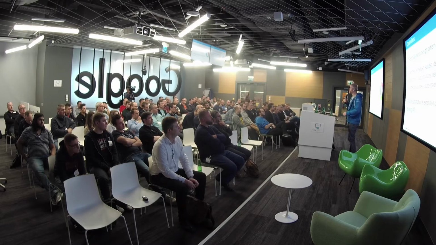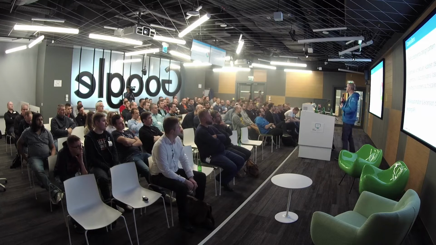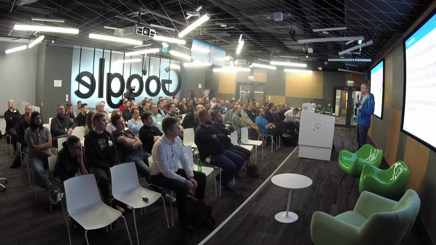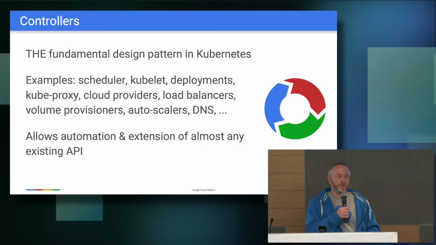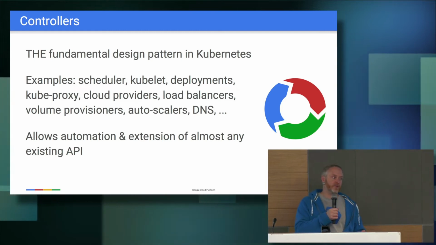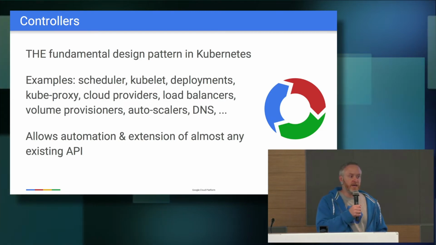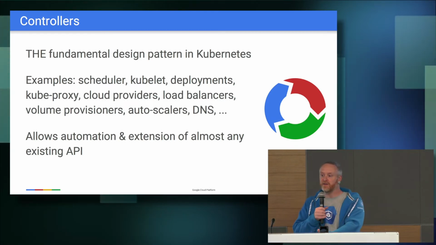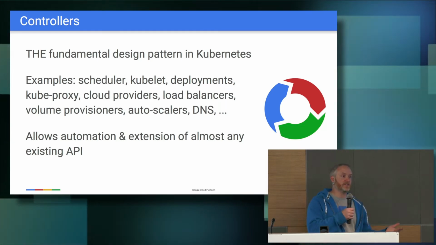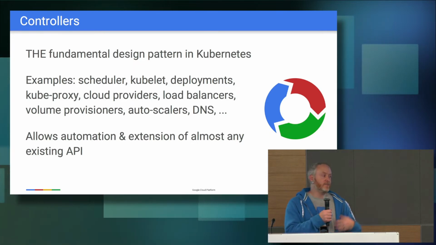Examples of controllers. Now this is the most important design pattern in Kubernetes. It's basically how everything's written. The examples here are things like the scheduler. The scheduler looks at a pod and sees that it is not scheduled, but it wants to be scheduled, so it will try to schedule it. Kubelet looks at a pod that says it wants to be running, but it's not running. Let me go try to run it. Deployments say you expect to have 5 copies. I only found 2 copies. I'm going to go run 3 more. Proxy looks at services and says you expect to have a virtual IP, but you don't. Let me go create one for you, etc.